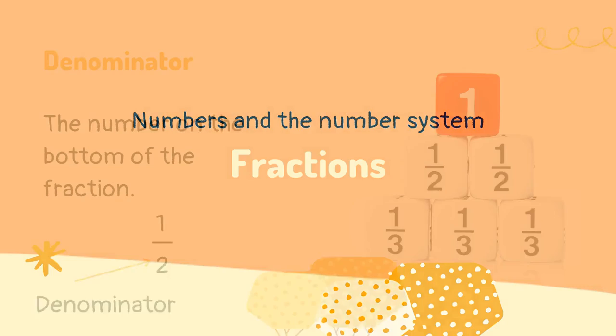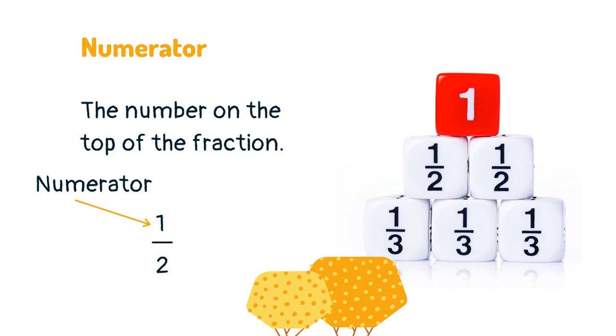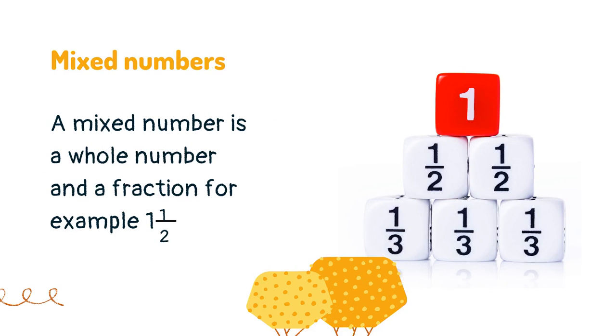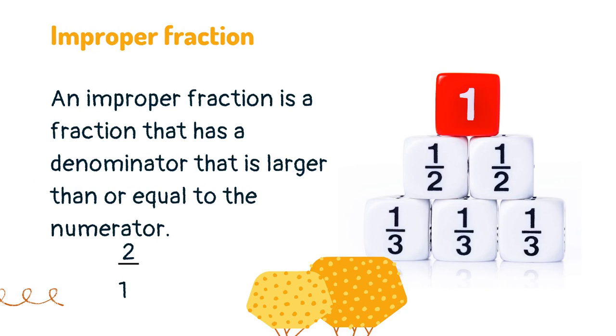Fractions. The denominator is the number on the bottom of the fraction. The numerator is the number on the top of the fraction. A mixed number is a whole number and a fraction, for example 1/2. A proper fraction is a fraction that has a numerator that is larger than the denominator. An improper fraction is a fraction that has a denominator that is larger than or equal to the numerator.